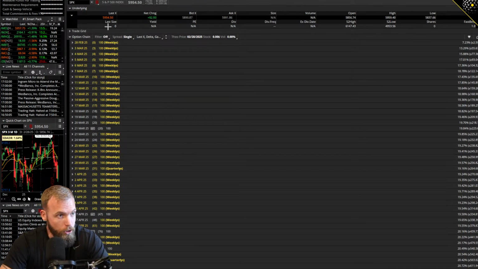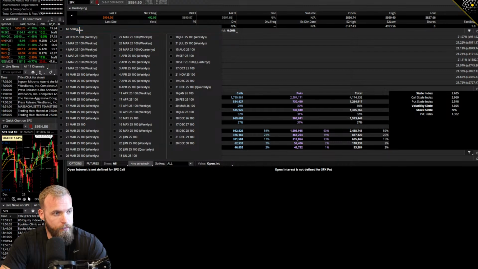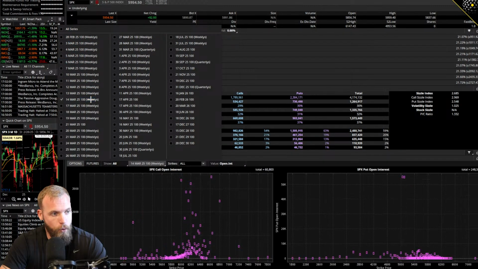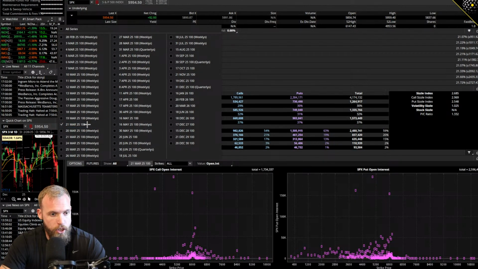So to put that idea to the test, let's go down here really quick and take a look at the open interest. The open interest for SPX right now across all cycles is 6.7 million and 12.5 million calls to puts respectively. Let's take a look at these different expiration cycles. Let's go to the 14 March. The 14 March has 60,000 calls, 248,000 puts. The 17 March has 10,000 calls, 31,000 puts. The 21 March has 1.7 million calls against 2.6 million puts.